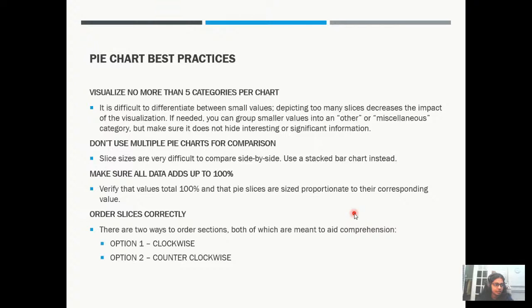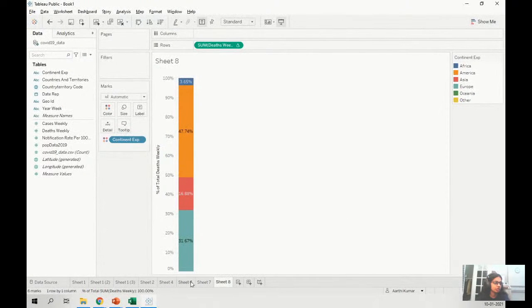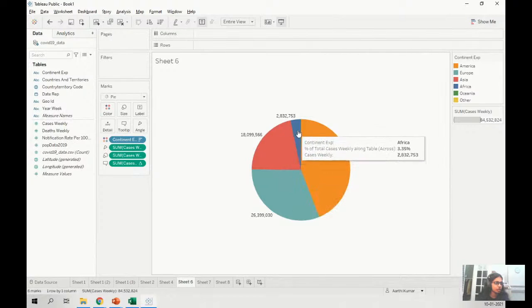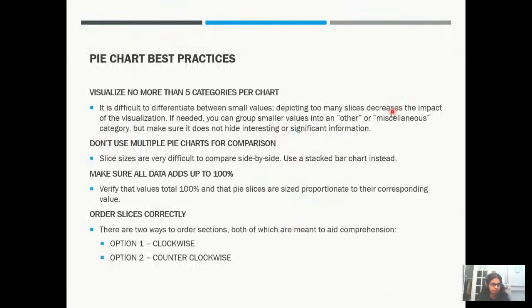Order slices correctly. You can order it either clockwise or counterclockwise. Better stick to one, but make sure you order it so that the magnitude from the largest to the smallest, or smallest to the largest, is visible. For example, here, America, Europe, Asia, and then Africa, and then somewhere here you have Oceania as well, right? So this is about pie chart.